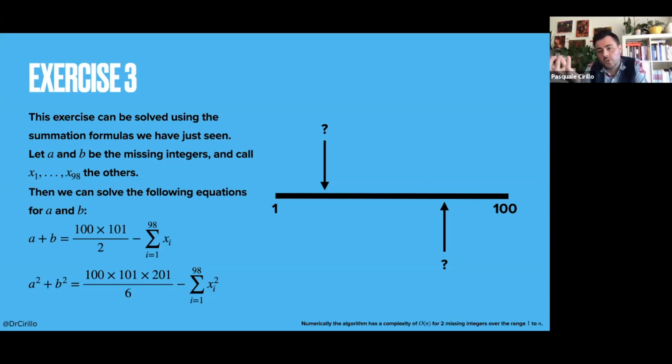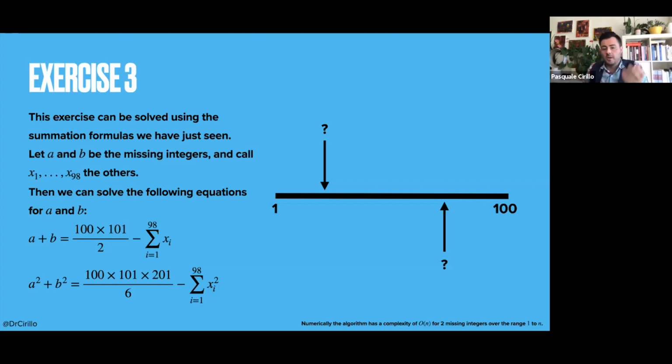But this is one equation with two unknown quantities, A and B. So it is not sufficient to uniquely identify A and B. But I can add a second equation, and I can use the second summation result that we saw. So I can consider A squared plus B squared. In this case, the sum of the squares of A and B needs to be equal to the sum of all the squares from 1 to 100, that is equal to 100 times 101 times (2N plus 1), so 201, divided by 6, minus the sum of all the other squares.